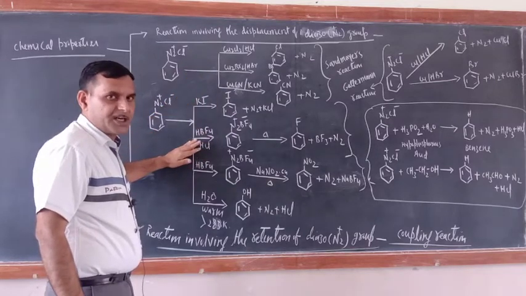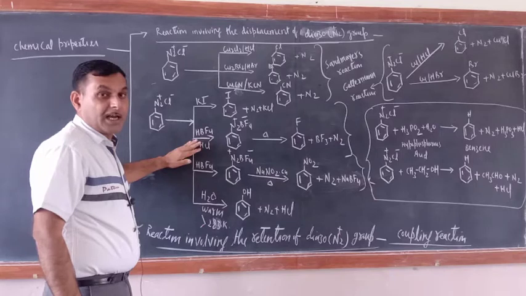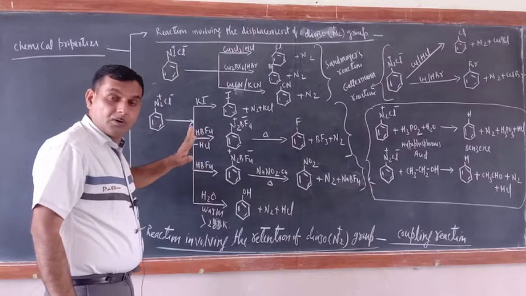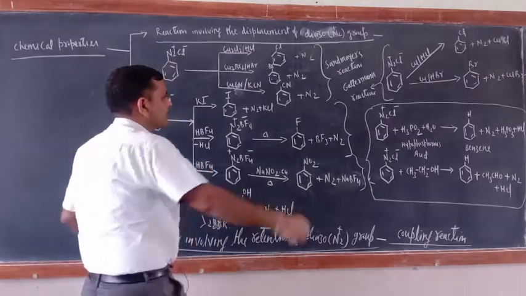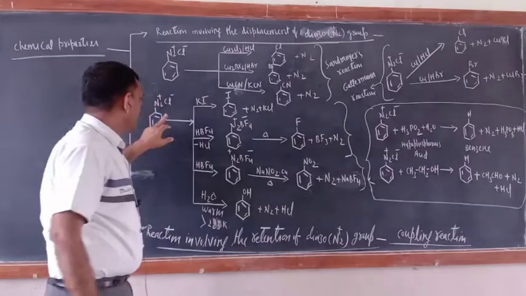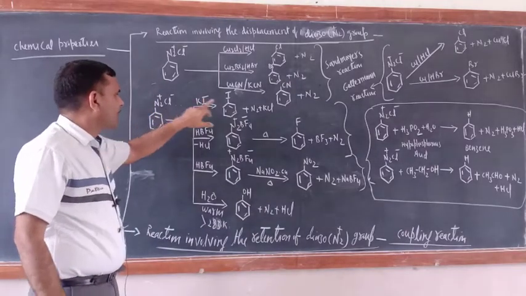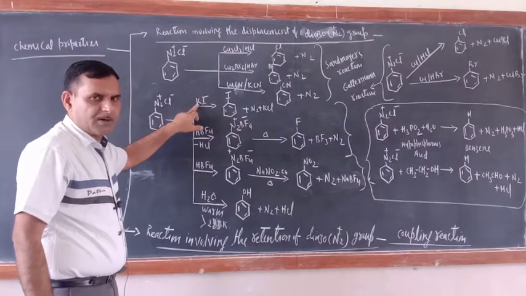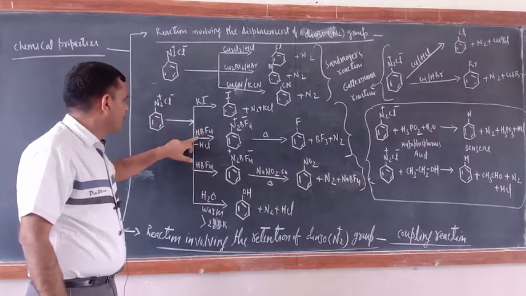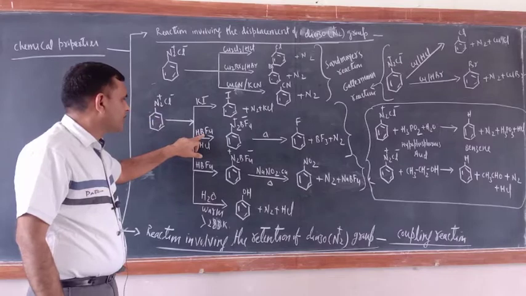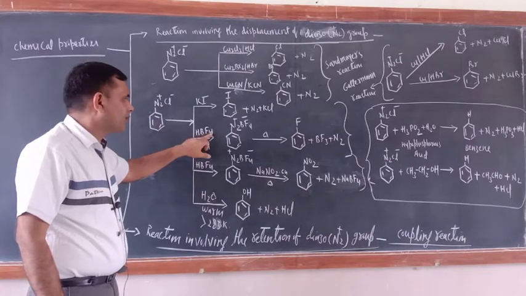Similarly, fluorobenzene also cannot be obtained that way. Just see how they will be obtained. So these are the Sandmeyer reactions. Now just see, N2Cl: to get iodobenzene you have to treat this one with KI. Everything I taught in unit number one. To get fluorobenzene, benzene diazonium chloride should be treated with HBF4.